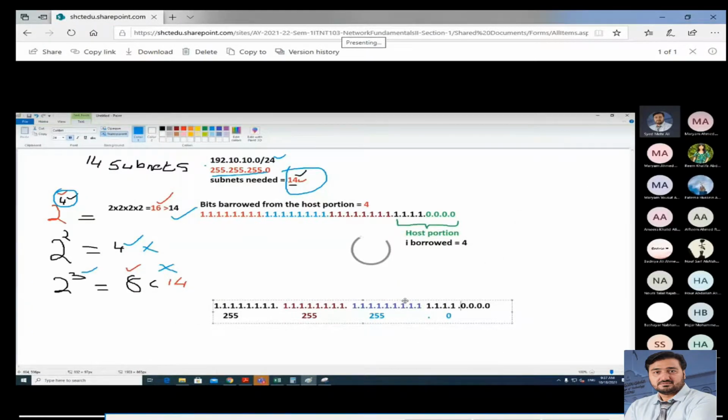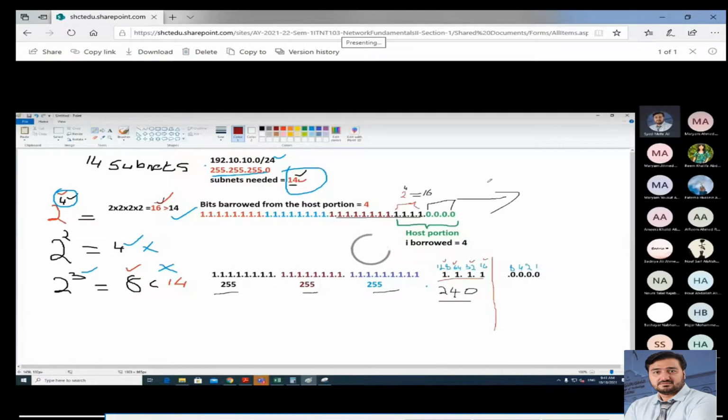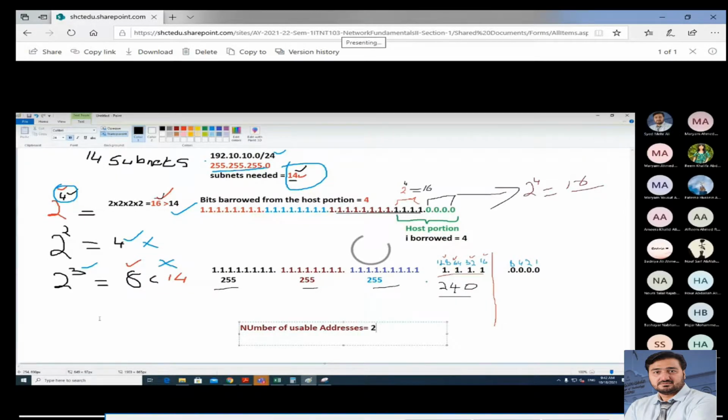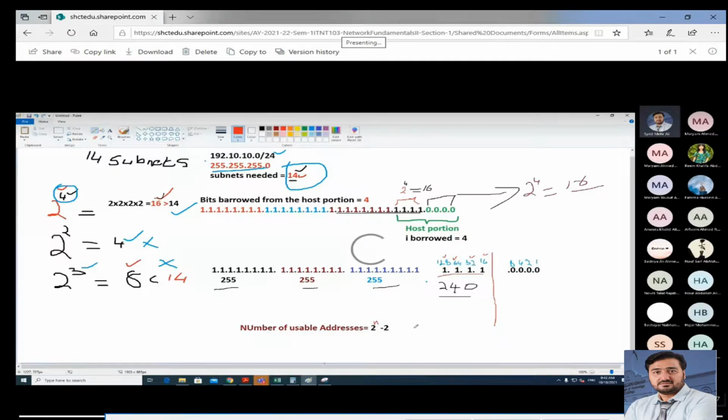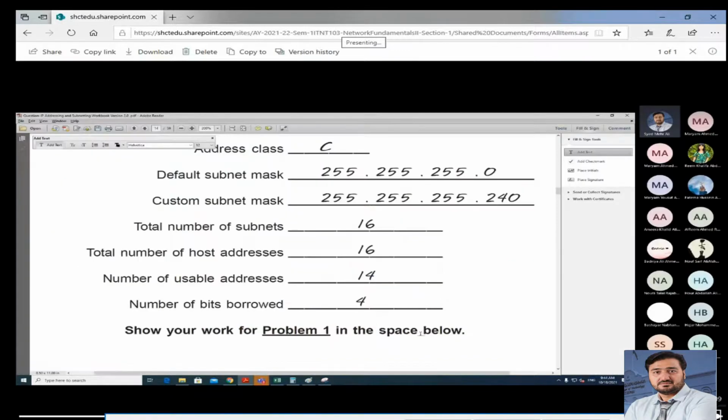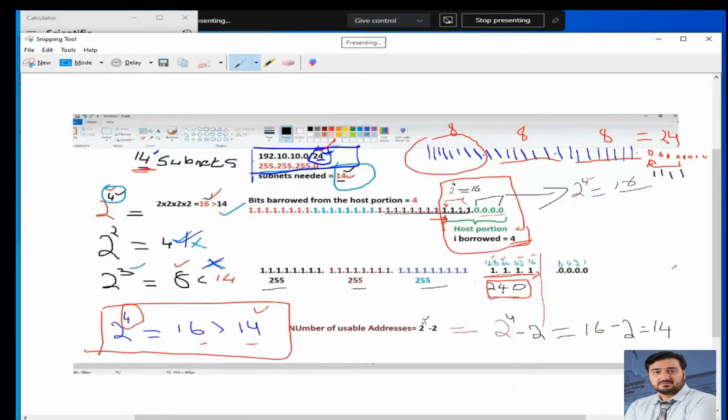Now let me go to this one. Number of usable addresses, leave it here. This was the problem we needed to solve. Number of subnets needed: 16. This is our customized subnet mask. Total number of host addresses: 16. Number of bits borrowed: we borrowed 4 bits, so we need to write that. I hope this is just a revision.